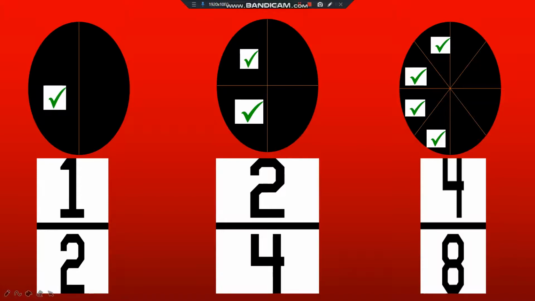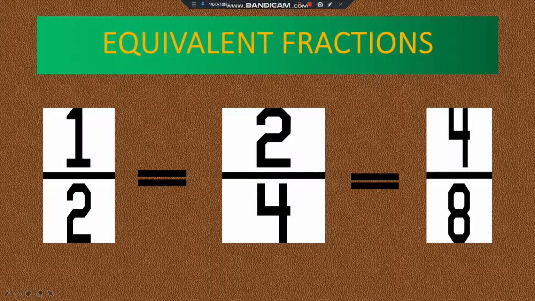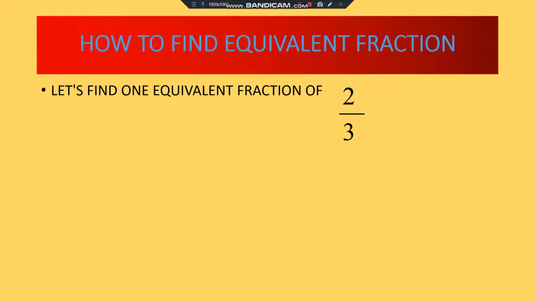So 1 by 2, 2 by 4 and 4 by 8 are equivalent fractions. So I can write it like 1 by 2 is equal to 2 by 4 is equal to 4 by 8. So these three are equivalent fractions. So equivalent fractions are actually fractions with the same value. Now let's find out the equivalent fraction of another fraction.